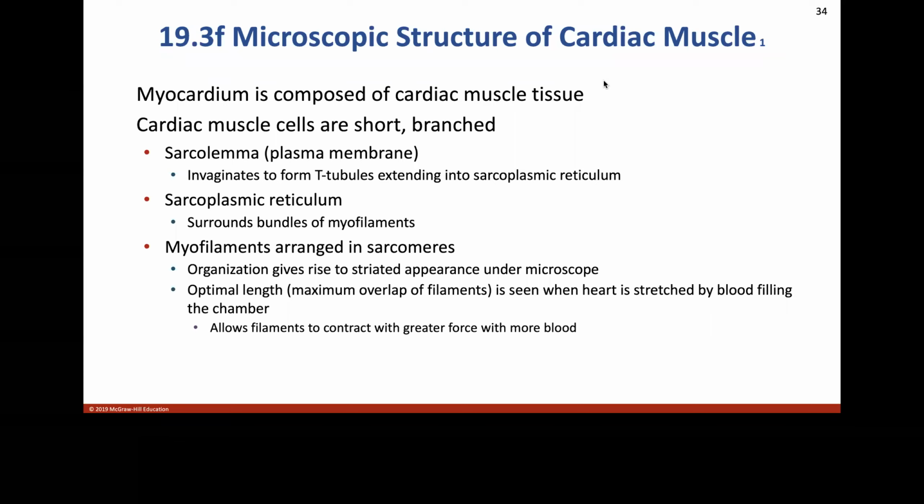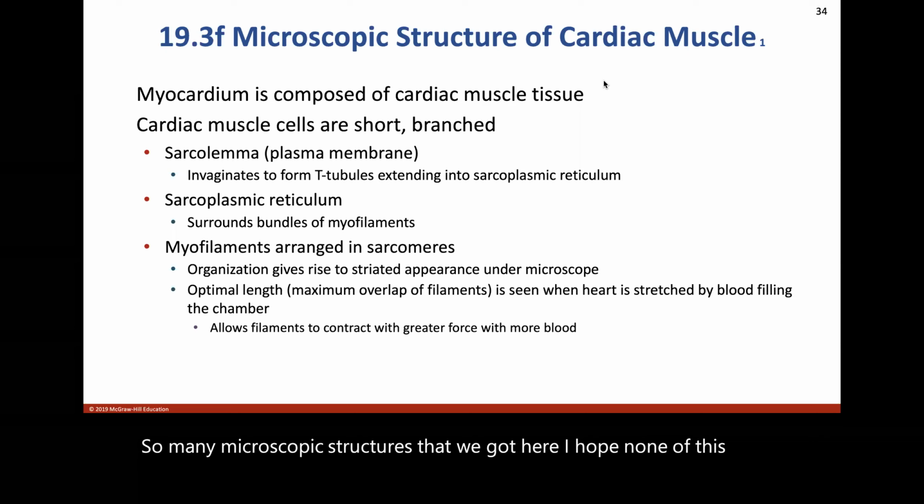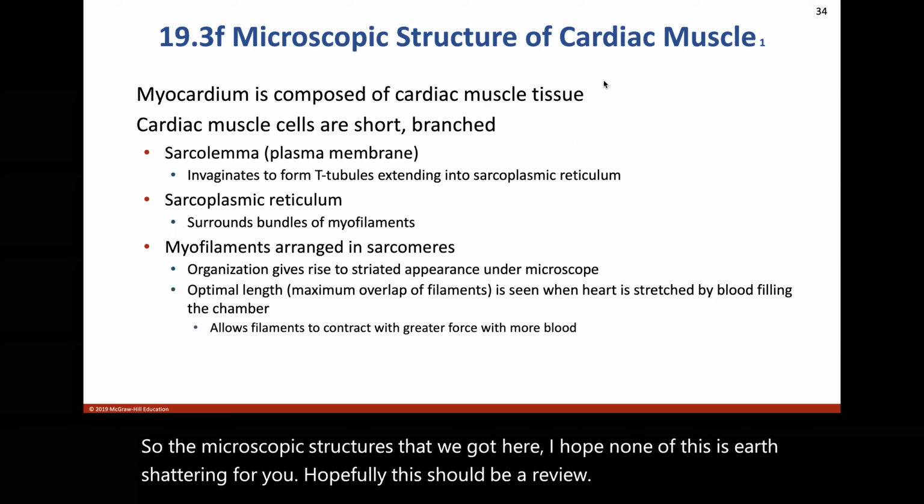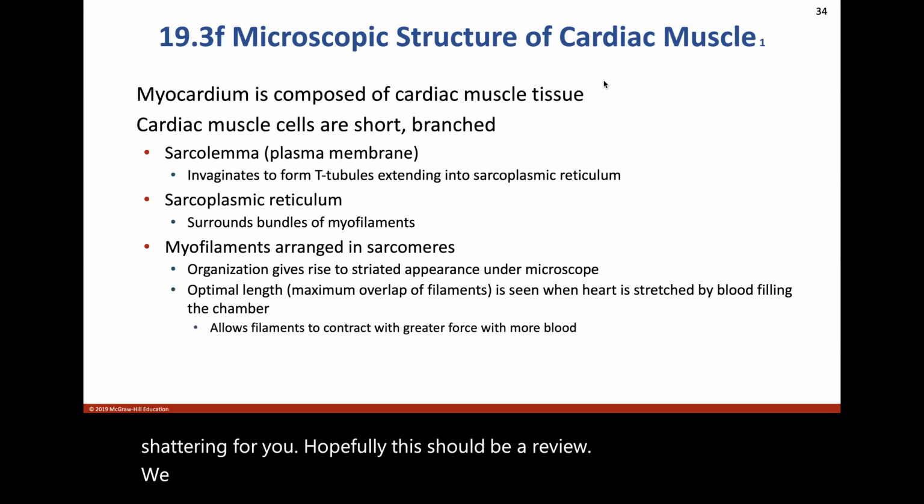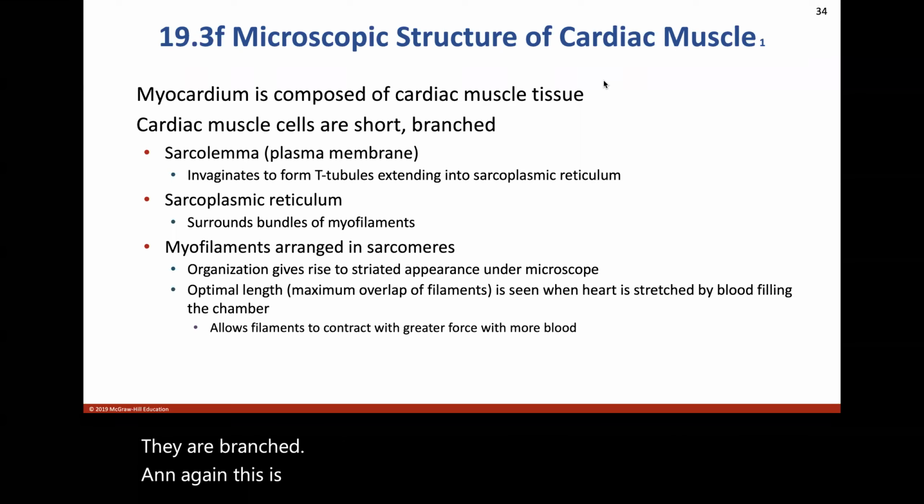Some other microscopic structures that we got here. I hope none of this is earth-shattering for you. Hopefully this should be a review. We have cardiac muscle cells. They are short. They are branched. Okay. And again, this is what comprises the myocardium itself.